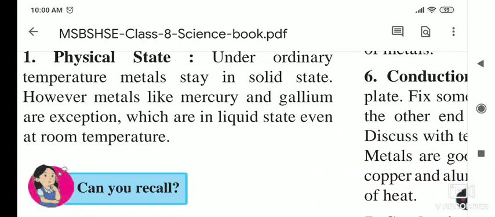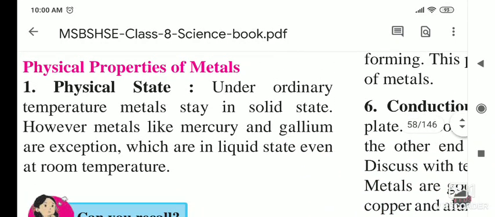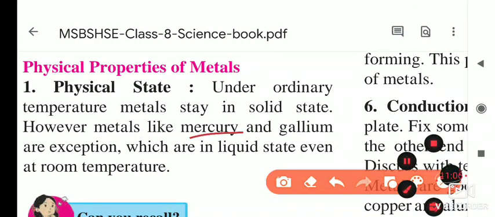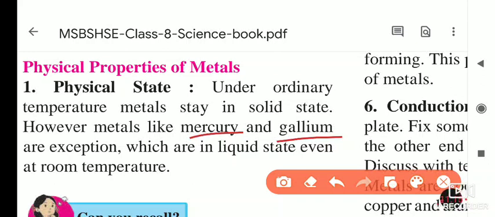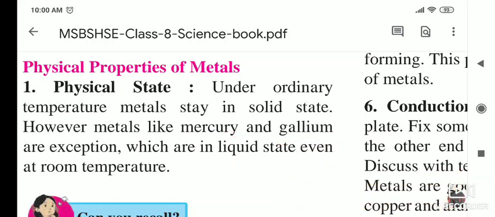So which are the liquid state even at room temperature? These are mercury and gallium, which are present in the liquid state at normal temperature. Okay, so physical state: all the metals are in solid state at normal temperature, except whom? That is mercury and gallium.